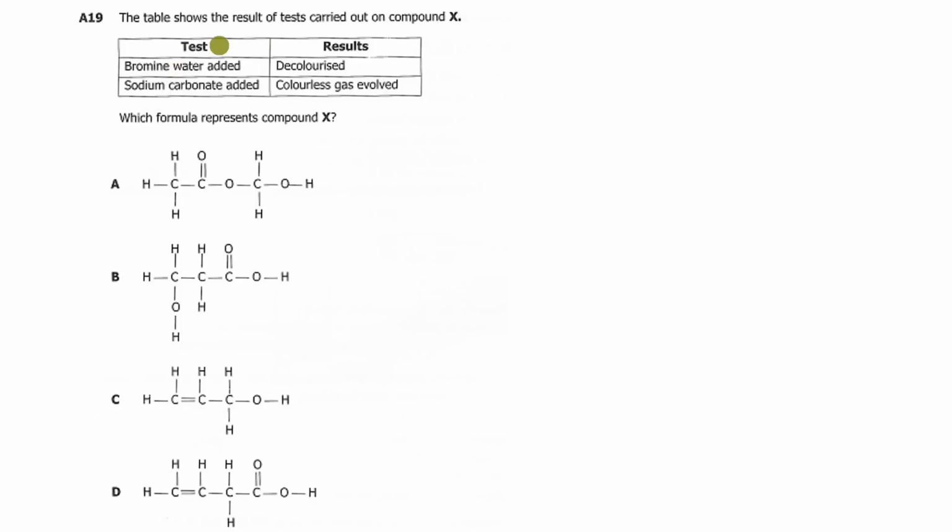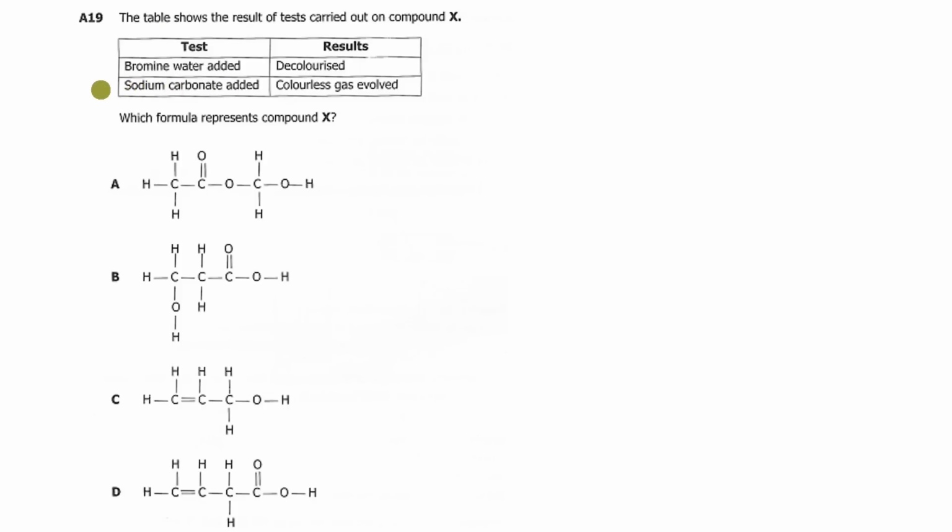So tests on compound X: bromine water added, result decolorized. Another test on substance X, sodium carbonate added, result colorless gas evolved. Now, the question was, which formula represents compound X? So you have to understand which compound X should be. Number one, it is reacting with bromine to decolorize it. Number two, it is reacting with sodium carbonate. So, what could this substance be?